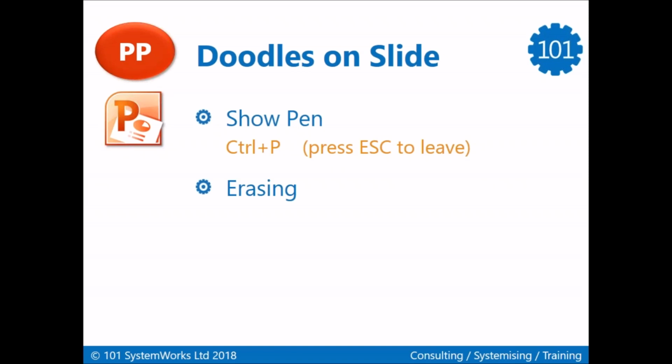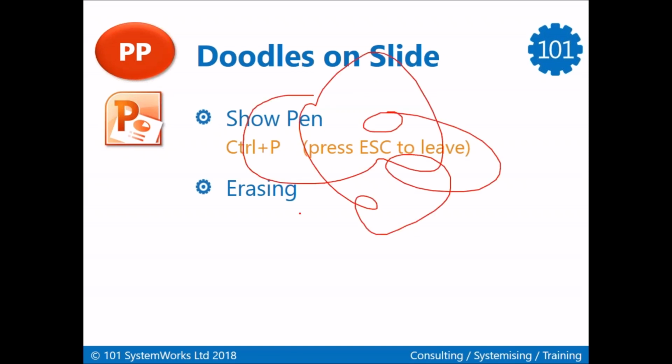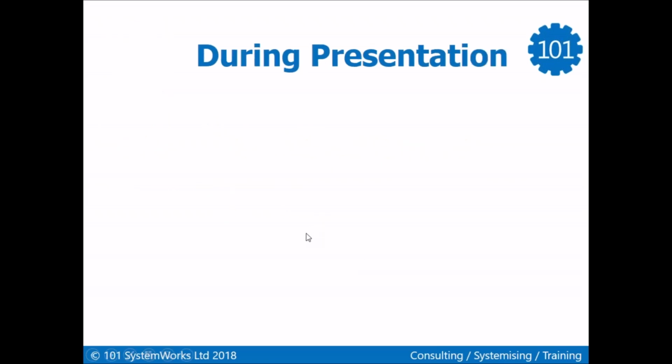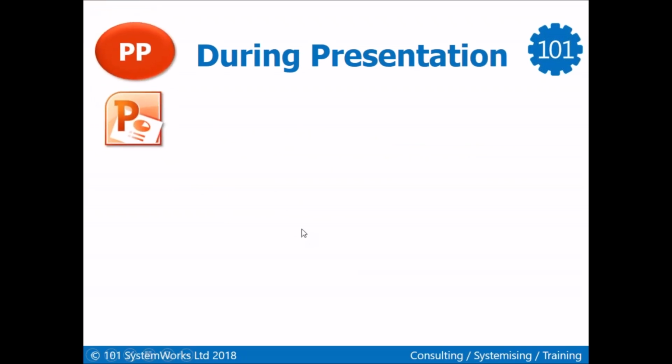If you want to do a doodle and you do something like that, and you want to erase the stuff, then you press E, and that will disappear. If you want to go back to the normal arrow, then Control A is for that. So Control P for the pen, Control A for the arrow, and when it's on the pen, you can doodle, and when you want to get rid of the doodles, you press E to erase.